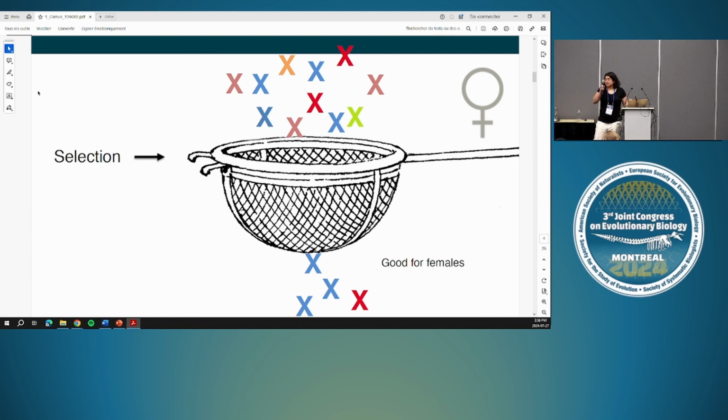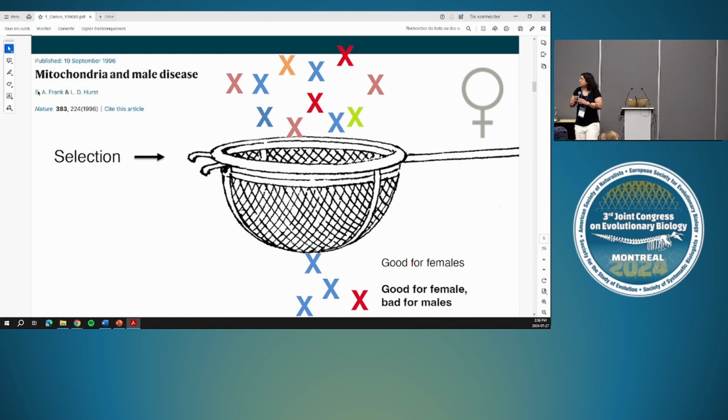Now the question arises whether this form of selection will benefit both males and females. In theory, it could. But in the 90s, Frank and Hurst published a really important paper to me, highlighting the fact that this form of selection could select for sexually antagonistic mutations. So a mutation that is good for females, but bad for males, right? And these would get through the sieve and be passed on to the next generation.